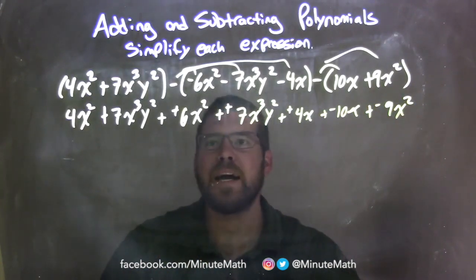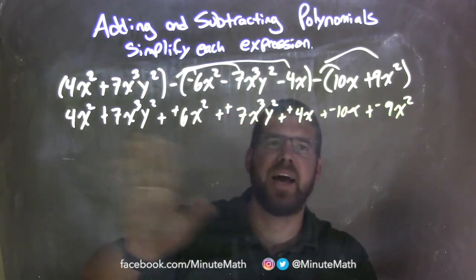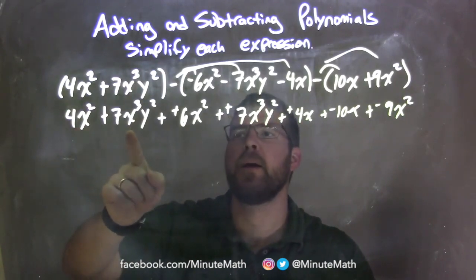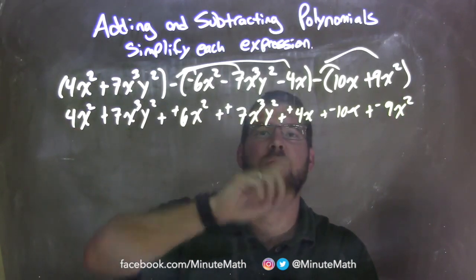So now let's go put our like terms together. So I'm kind of looking, scanning ahead. Don't just go all willy-nilly from the beginning. I see x to the third y squared, x to the third y squared.